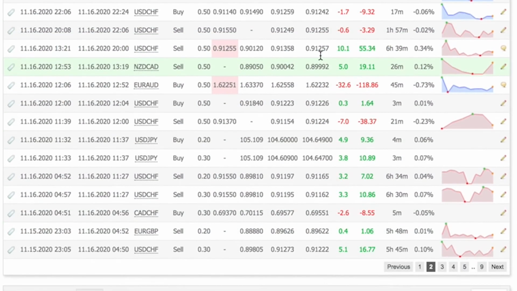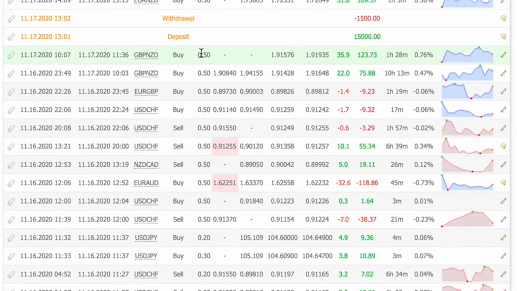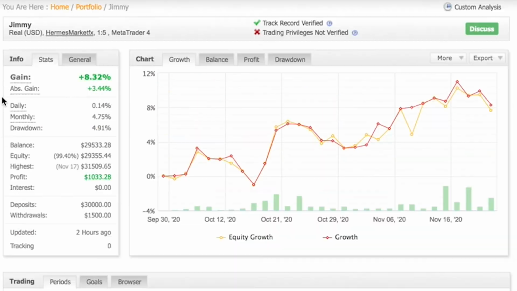Up until the end, we can see here on the 16th, just before hitting his target, he was using a bigger lot size. It was going 0.5, and here 17th of November when he hit his first 10% target.